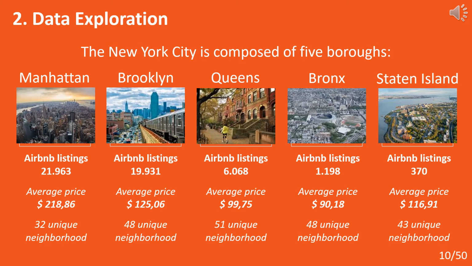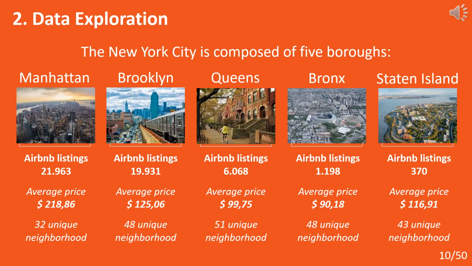Queens has the highest number of unique neighborhood locations, 51, but fewer Airbnb listings, 6,068 rental places, than Manhattan and Brooklyn, which indicates that Queens is not a very popular site, therefore fewer tourists and fewer rental spaces. Hence we can expect a low average rental price for this borough. Bronx has the same number of unique neighborhood locations, 48, as Brooklyn but has few Airbnb listings, 1,198, which means that this site is less popular. Hence we can expect a low average rental price for this borough.